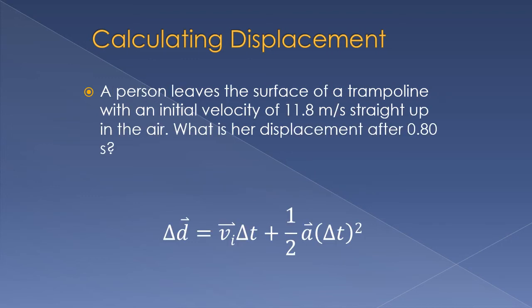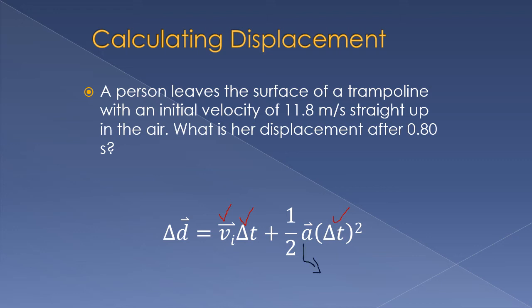So here we go. Pretty much we're plug and play because we know all the information, and some of it we're going to have to think about, what do I actually know? A person leaves the surface of the trampoline with an initial velocity of 11.8 meters straight up into the air. What is her displacement after 0.8 seconds? Okay, our formula doesn't need manipulation. When you look at your formula, think check mark, check mark. Acceleration? Yeah, check mark. What is our acceleration?